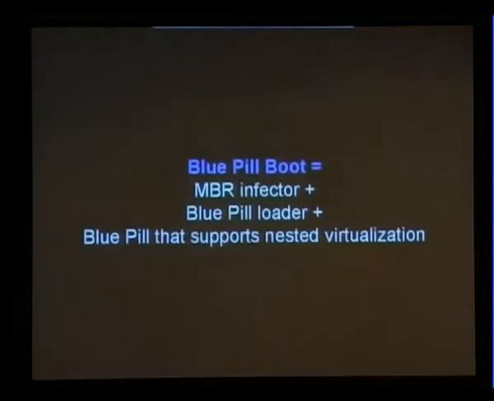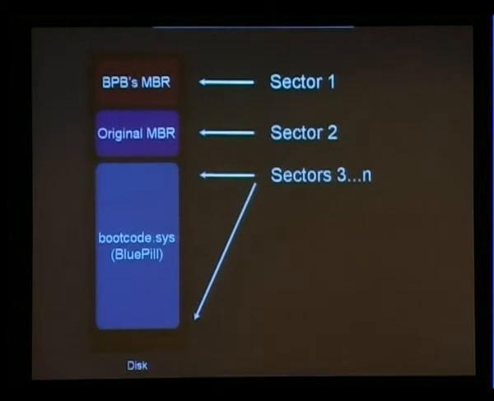So Bluepill boot consists of three major parts: an MBR infector, a Bluepill loader, and the main Bluepill code that supports nested virtualization. It is mandatory to support nested virtualization if you want to run some hypervisor like Xen, or any desktop hypervisor like Virtual PC, if the user runs one inside his operating system.